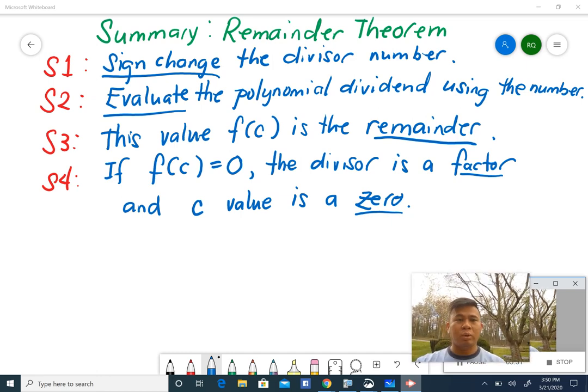Now let's try to summarize what we've done so far. Step 1 is to sign change the divisor number, or the constant on the divisor. Step 2 is to evaluate the polynomial dividend using the given number from the divisor. You may use an equation or a graph for that case. Step 3 is to determine the value f of c, which will be the remainder. And last step, if the function evaluated value turned out to be 0, then the divisor is a factor and c value is a 0.